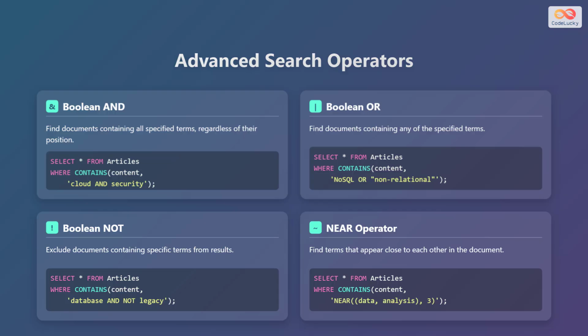The exclamation mark represents the Boolean not operator, excluding documents containing specific terms. The example shows selecting articles where the content includes database, but not legacy.